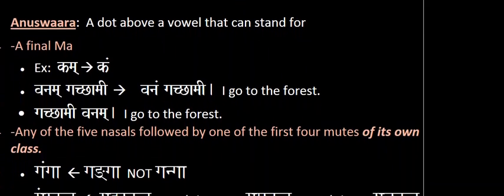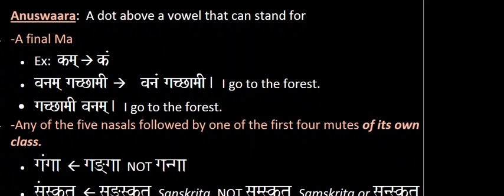So let's take a look at the definition of an anuswar. An anuswar is a dot above a vowel that can stand for, and I have it highlighted in orange, either of two things: either a final ma, or any of the 5 nasals followed by one of the first 4 mutes of its own class. We're going to go over each of these ways using examples.